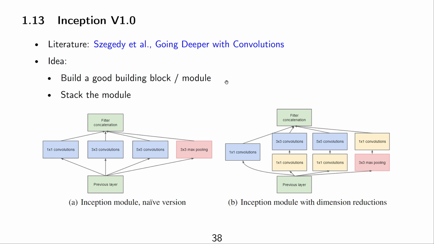One idea the authors propose is to build a good building block module and then stack the module. This is a design principle that also survived up until today in neural network architecture design. Let's look at two such modules that were proposed. The first module is shown to the left, and what we can see here now is the idea of branching, copying, and concatenation.